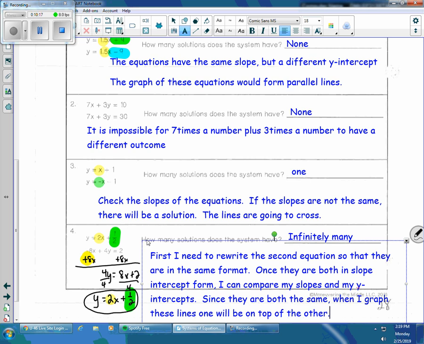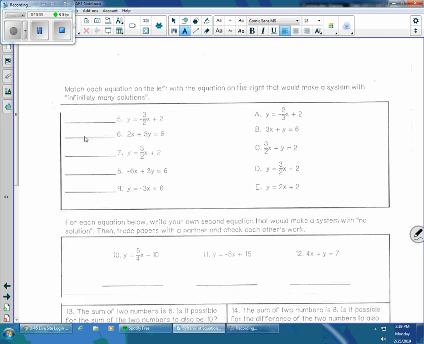It will look like one line, essentially, but I tend to color code things so you can see that there's two different lines there. Alrighty, so that is the lesson pretty much in a nutshell. Let's take a look at the next page and maybe we can work through some problems together.